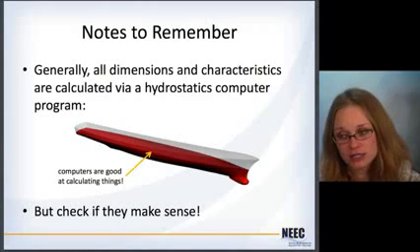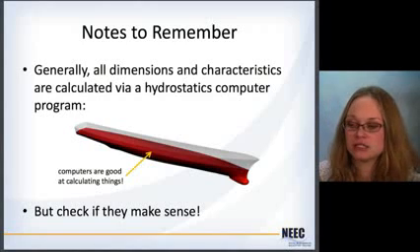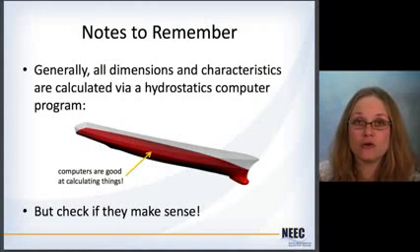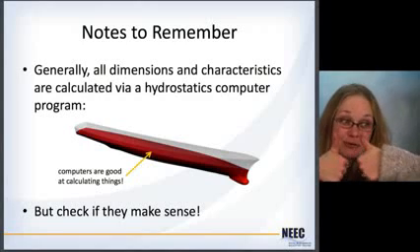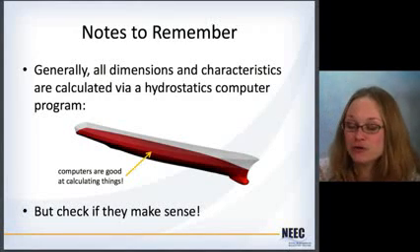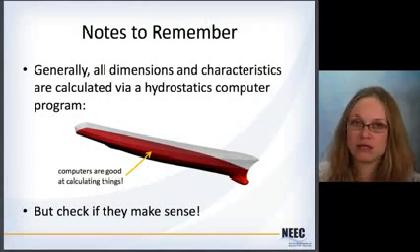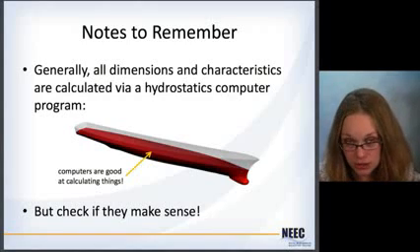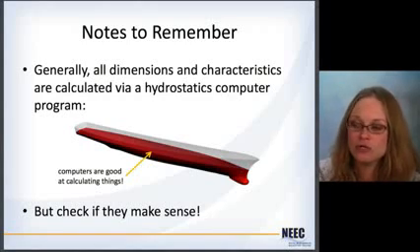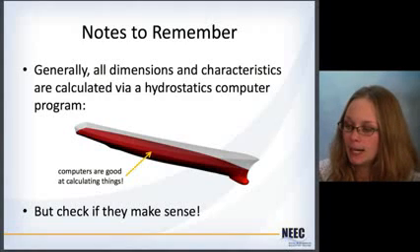Generally, all the stuff that we've talked about here, the dimensions and the characteristics, will be calculated for you on the computer, because computers are really good at calculating things. But you have to go back and make sure that it makes sense. Like going back and doing basic checks, such as checking to see that the block coefficient, the prismatic coefficient, and the midship section coefficient all agree. You need to go back and do that.